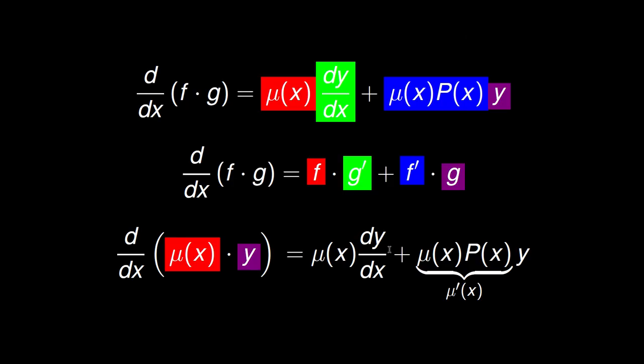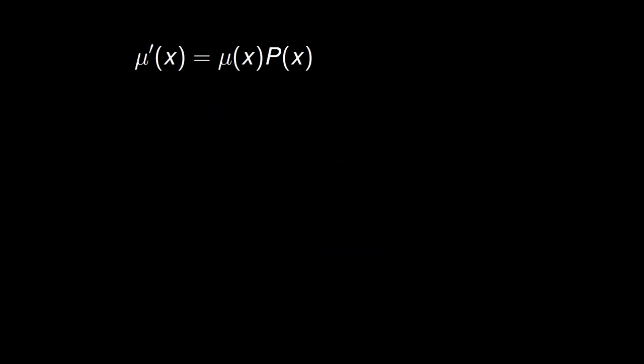the derivative of the product of those two has to look like this, which means that this mu of x times p of x, that has to be the derivative of mu, mu prime. That's the important part here. If this ends up being the derivative of a product, then this piece here, mu of x times p of x, has to be equal to mu prime of x.